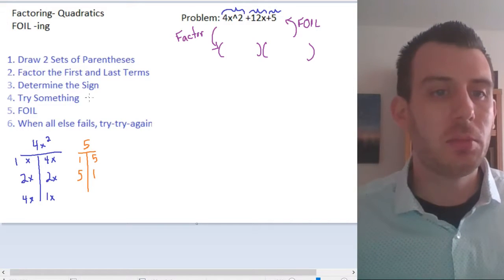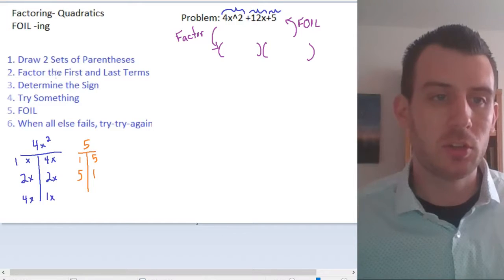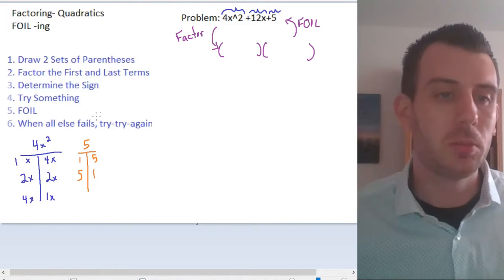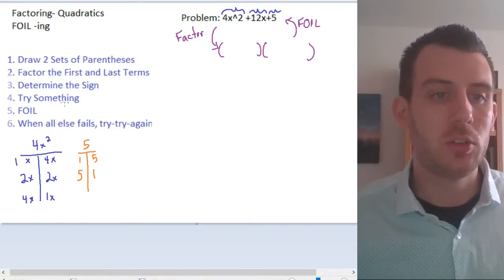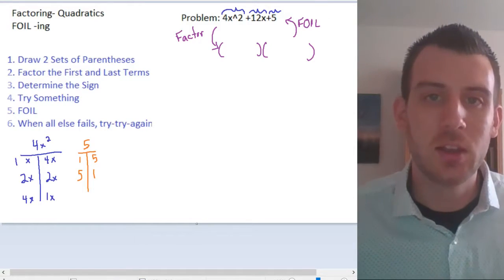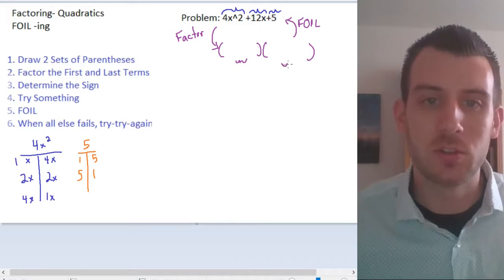So, step 3, determine the sign. So what are we going to do? Oh, let me finish up step 2 first. Oh, nope, sorry, we are good. Let's go on to determining the sign. So how do I determine the sign? The sign is going to be what goes in the middle of each of these parentheses.